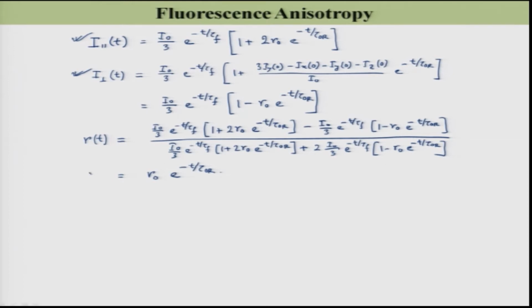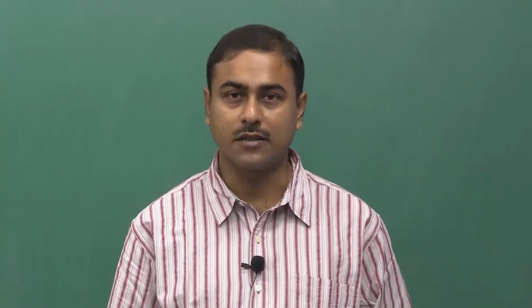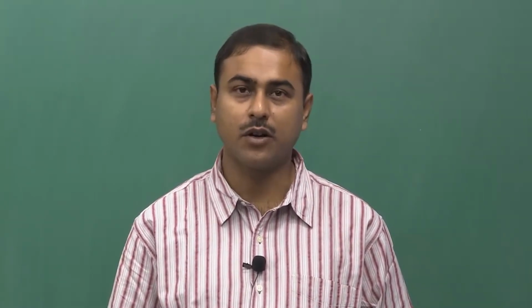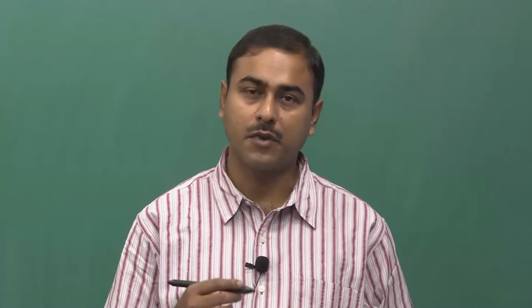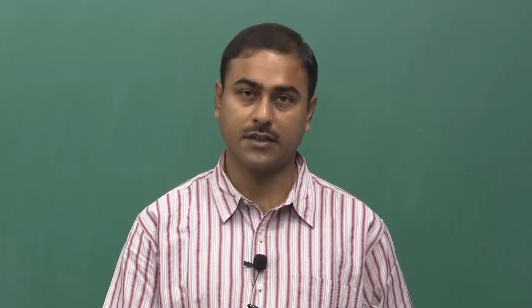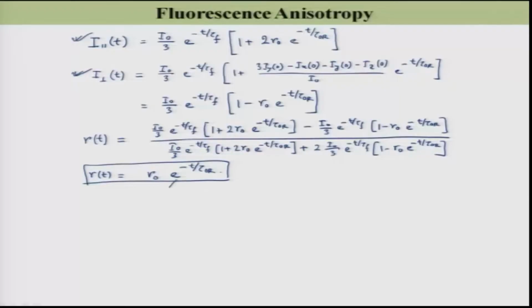So, ultimately what I got, r t is r 0 e to the power minus t by tau r. That means, the value of r will start from r 0, and when t is very large, eventually the value of r is going to be equal to 0. So, the anisotropy will start from r 0 and decay to 0, and that decay will be exponential in nature. See here, I have this e to the power thing.